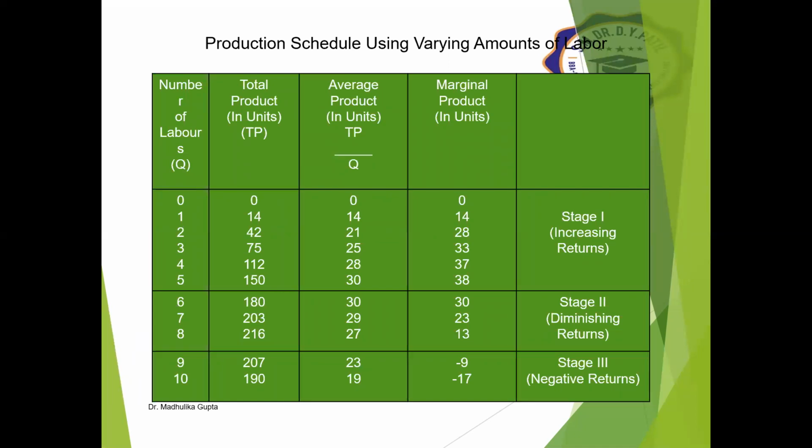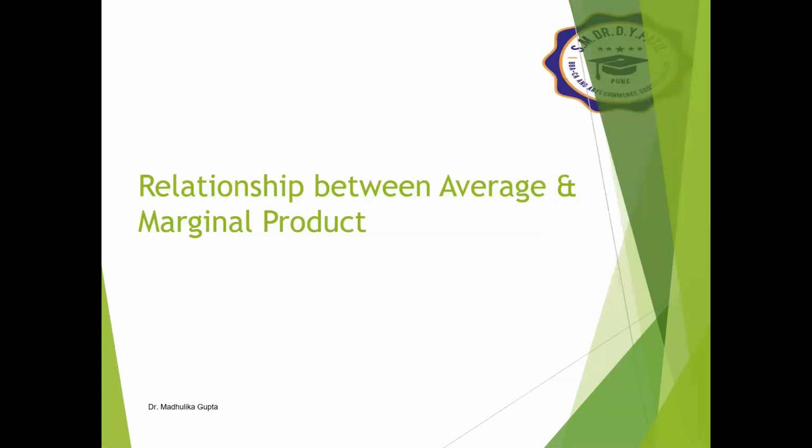This particular law is divided into 3 stages. The first stage is increasing returns, the second is diminishing returns, and the third is negative returns. That is, you get increasing returns up to 5 units of labor employed. After you employ 6, there is diminishing returns, and after you apply 9 or 10, the returns are negative, right? So let's understand this relationship between AP and MP.